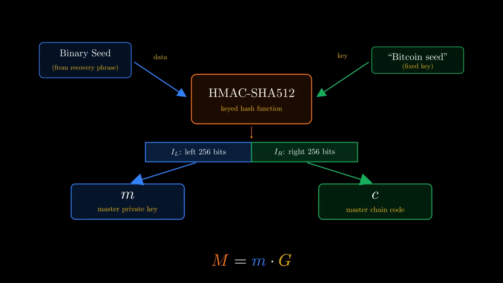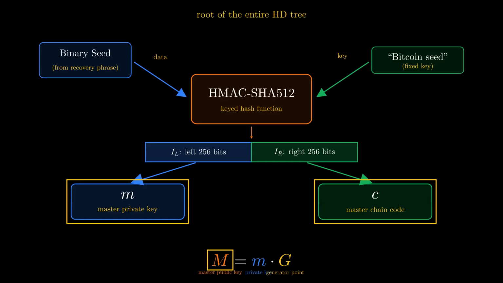Multiply M by the generator point G on the elliptic curve, and you get the master public key, M. Those three values, M, M, and C, are the root of the entire tree.